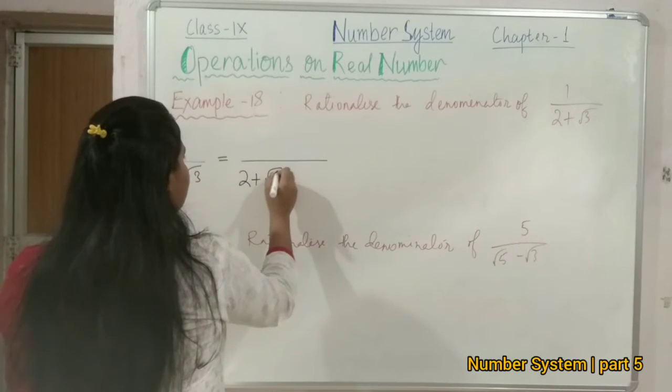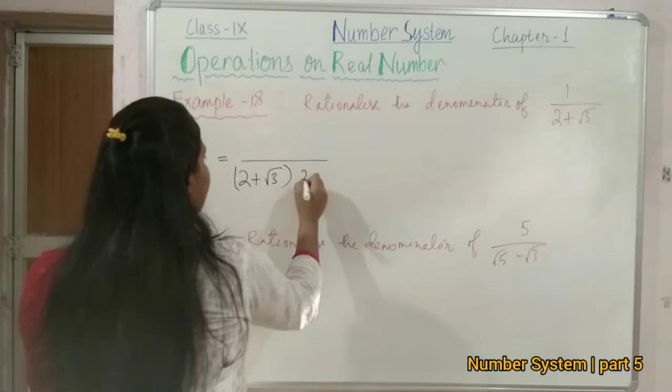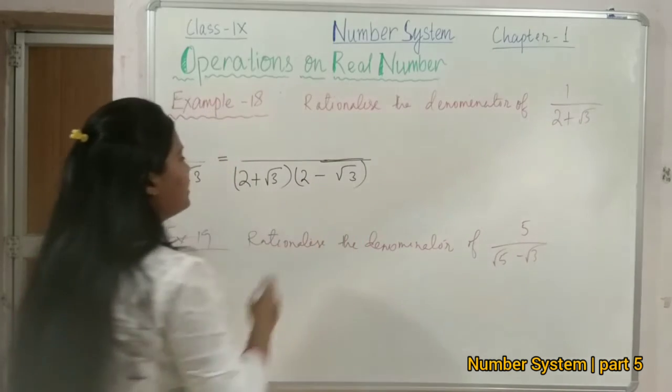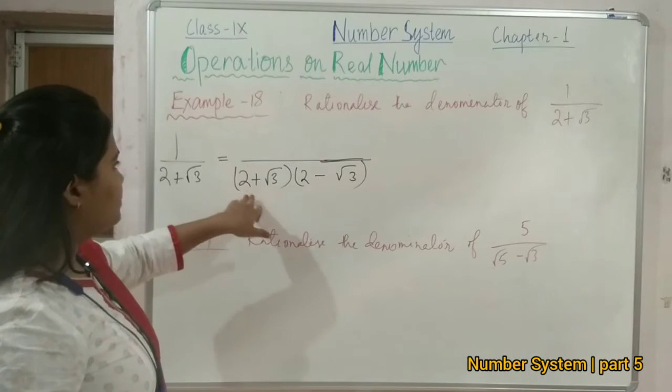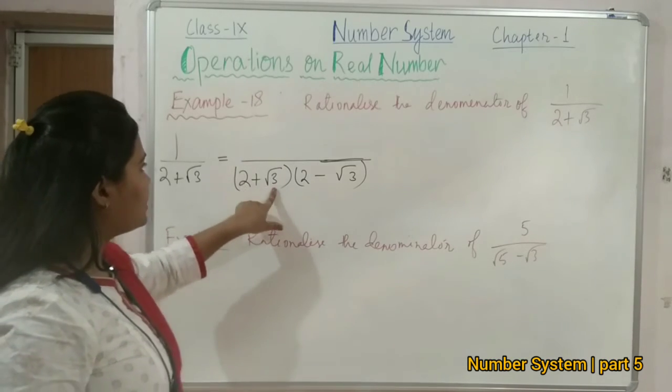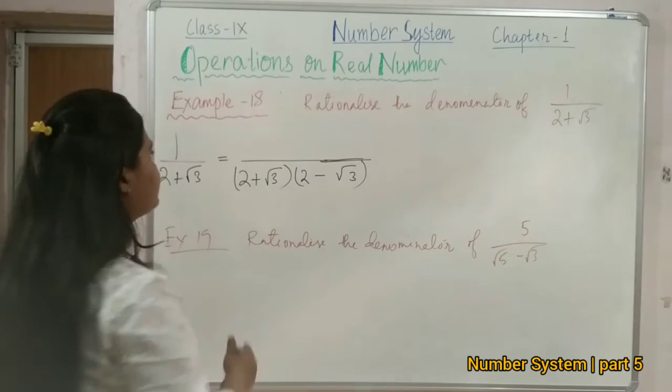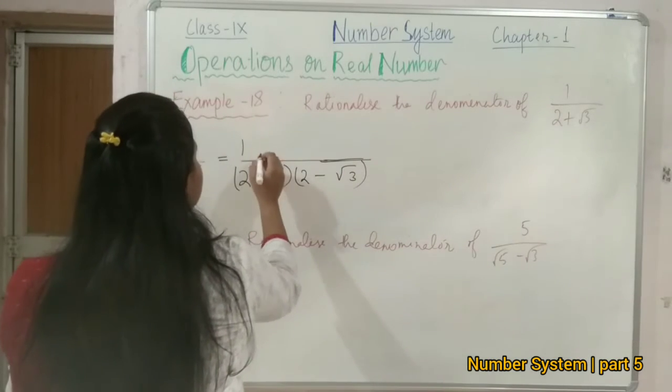It is given 2 plus root 3. So I will multiply here 2 minus root 3 so that we can get a rationalized number. Consider the 2 as A and this as B, and it will be A square minus B square, and the rationalized number we get easily.